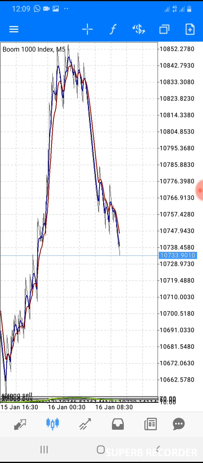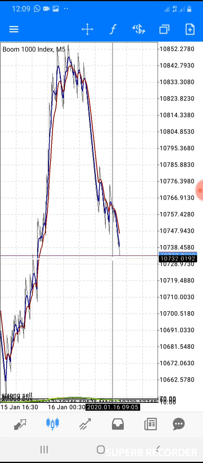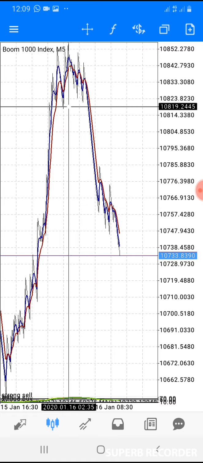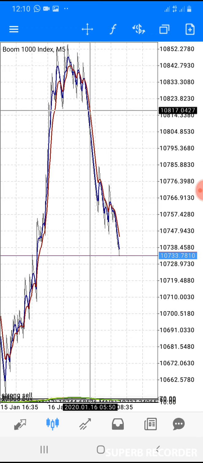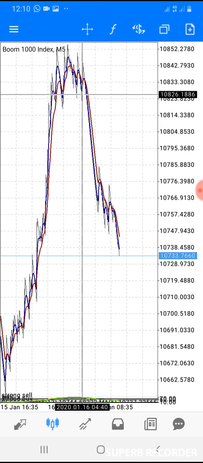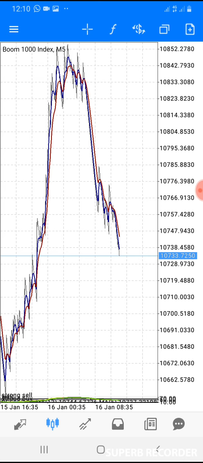With this strategy, you look at your boom and you want it to be in a downtrend, like here. Anywhere from here to here, you know we are in a downtrend, right? So this strategy applies. For your boom, it has to be in a downtrend. The boom 1000 is in a downtrend.